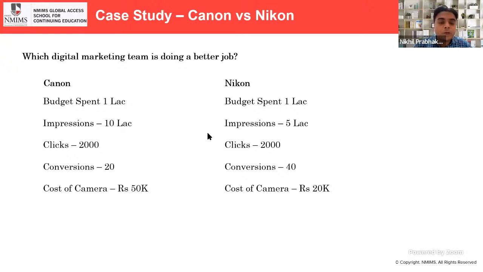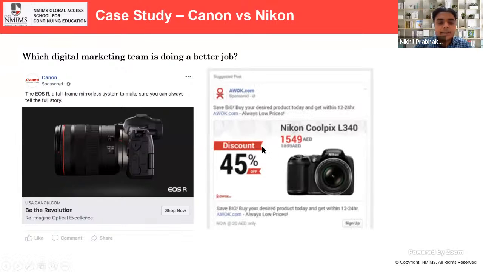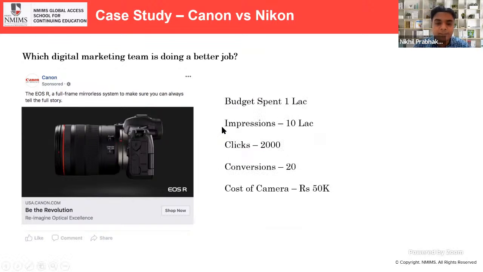Now, what is helping Nikon? Probably if we go back and look at the ads, see Nikon, do you think this discount will be helping Nikon for driving more conversions? Would it be contributing? Yes, right? So that means the copy of the ad is where Nikon is probably doing a better job. They're able to probably play with the target audience better. This discount is really helping them.